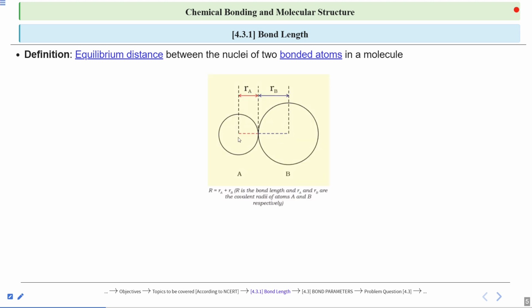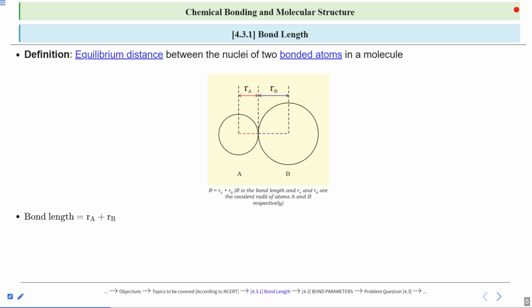So, consider a molecule which is made up of 2 atoms A and B. Now, they are chemically bonded to each other and there are 2 distances which are mentioned here, RA and RB. RA is the distance from the center of A to the periphery of A. Similarly, RB is the distance from the center of B to the periphery of B. So what can you tell about the bond length? It is the summation of the contributions from RA and RB.